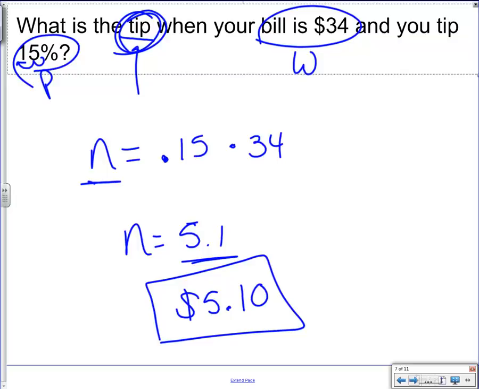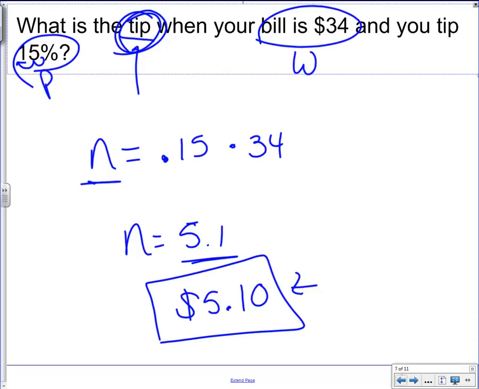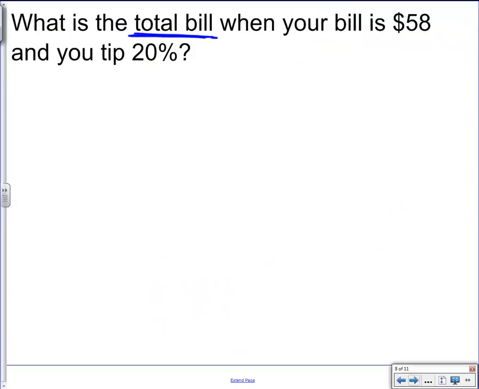All right, 2 more, and then we're done. Total bill, that's what you're looking for, okay? Total bill is gonna have an extra step. We're gonna find the tip, but we're also gonna have to add the tip to what your bill was, okay? So that's how you're gonna have to solve this last one. So as we move forward here, we wanna know what is the tip when you're tipping 20% and your bill is $58. It's the same setup that we just did, okay?